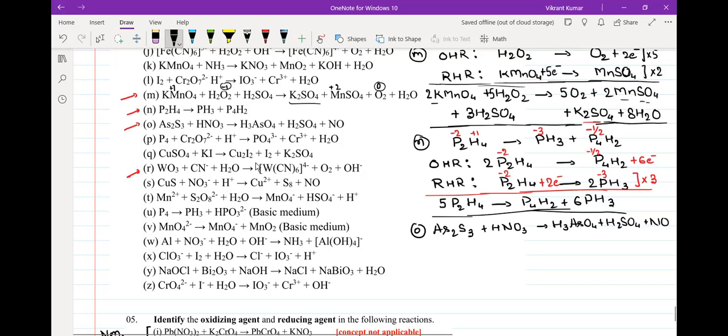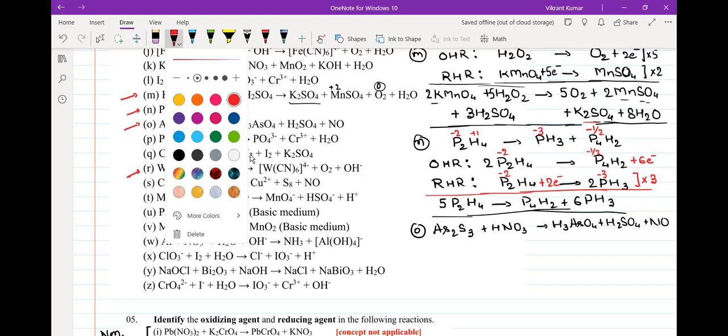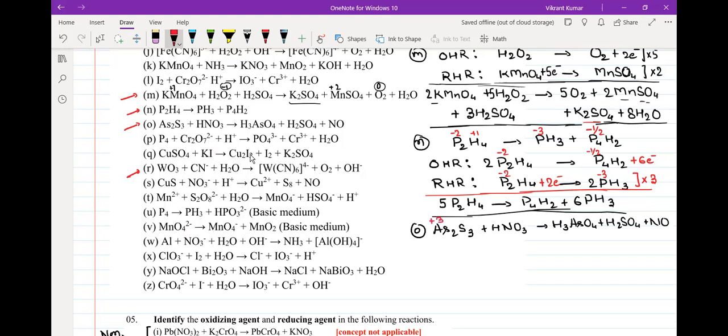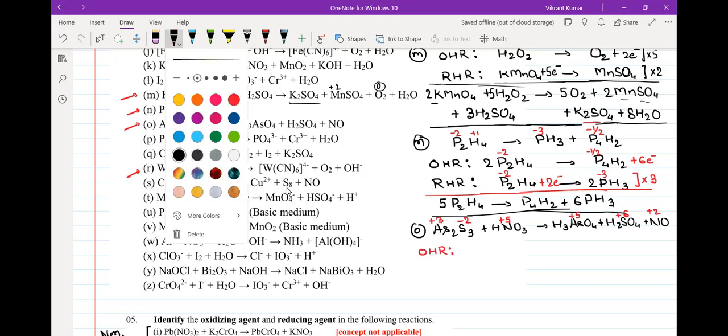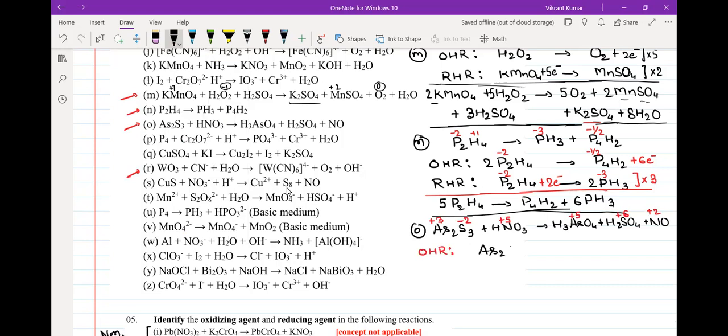So if I'm writing OHR, the problem with this reaction is you are having arsenic with +3 oxidation state, sulfur with -2, and nitrogen with +5. If you check, arsenic as well as sulfur is getting oxidized, because arsenic is getting +5 and sulfur is getting +6, and nitrogen is getting +2. So in OHR, I need to write both the things on the right side. Like I'll be writing As2S3, but I need to write H3AsO4 plus H2SO4.